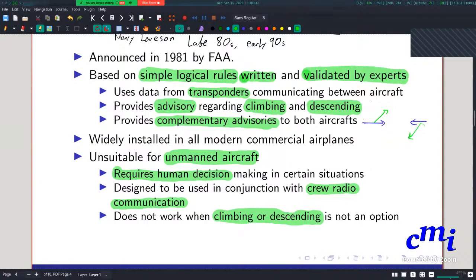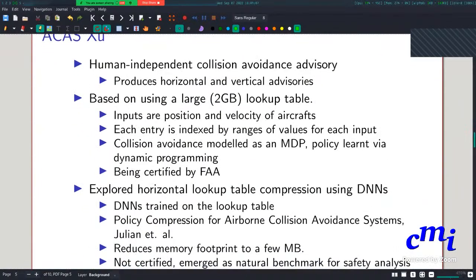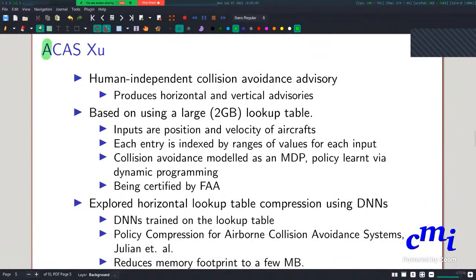Similarly, drones may not be powerful enough to climb rapidly to get enough separation to say that you have avoided a collision. What they might be able to do more effectively is to turn. So we would want something that gives you both turning and climbing advisories to avoid a collision, right? Because of all of this, recently, a system called the ACAS-XU is being looked into. The important features of this are that it's going to be human independent, and it's going to produce both horizontal and vertical advisories.